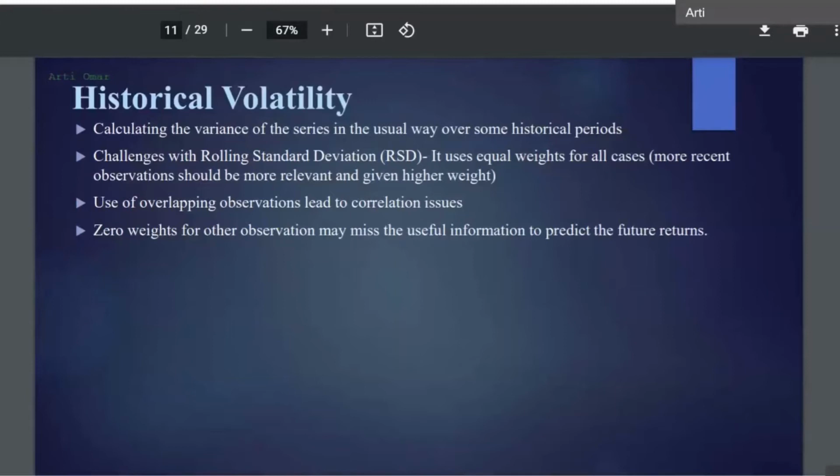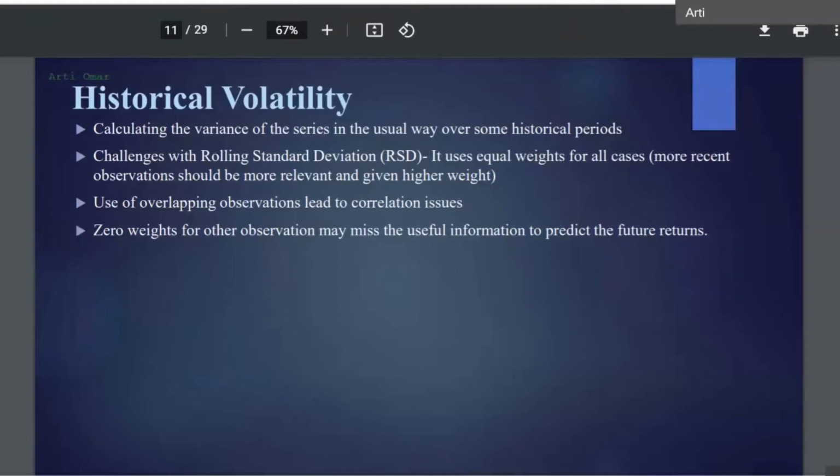Now, coming to the point, somebody says that we already have a lot of volatility measures. How do we measure volatility? Somebody says the standard deviation and variance. These are the two measures of volatility. But then what is the problem with historical volatility? Why do we need a conditional volatility model? We already have the historical volatility measures available.